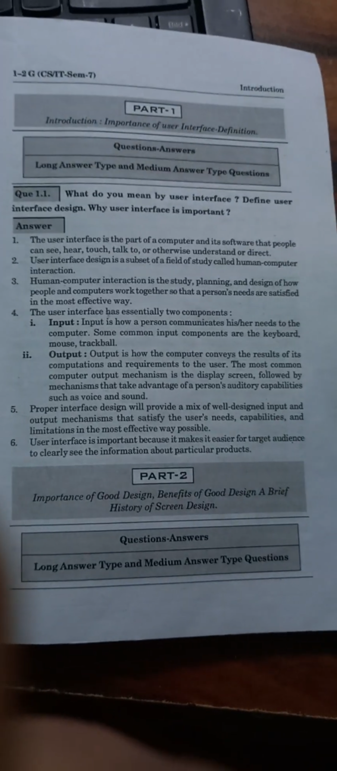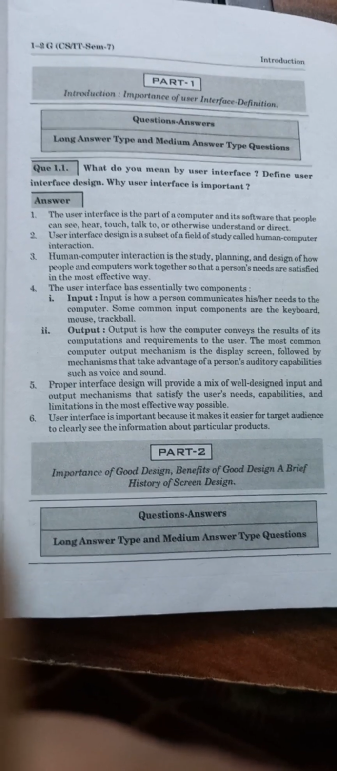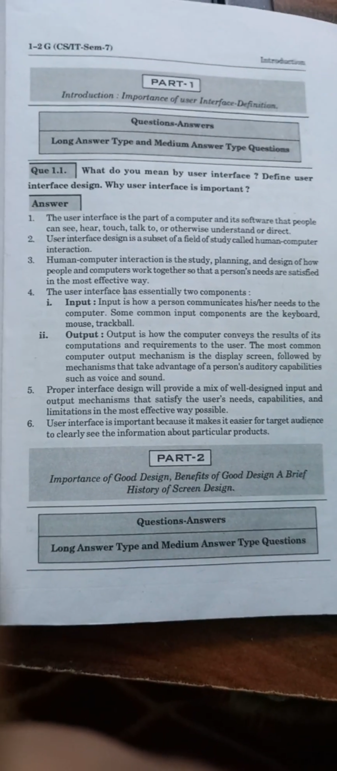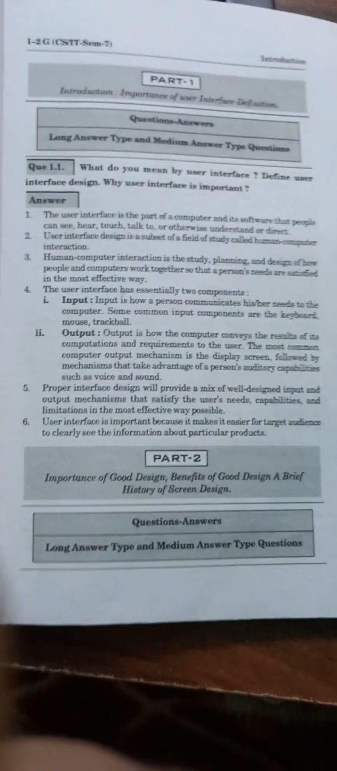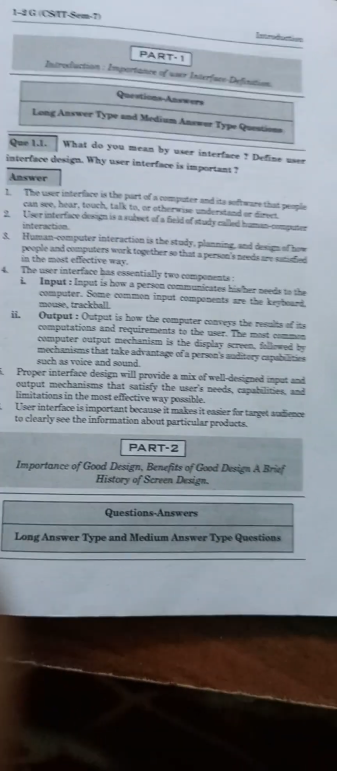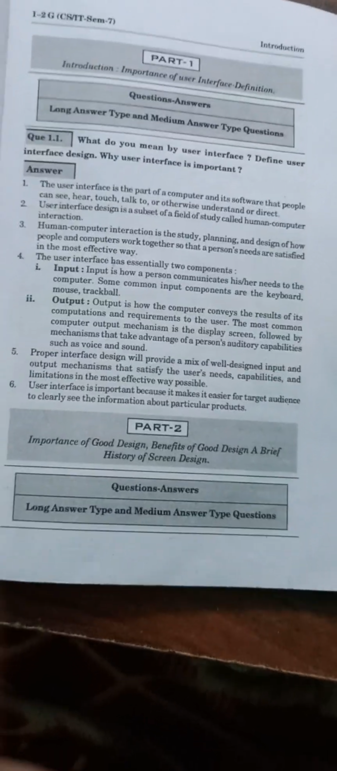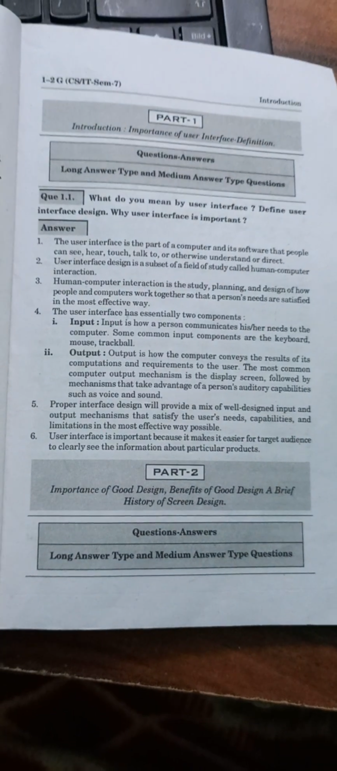Come to the second point. User interface design is a subset of a field of study called human computer interaction. Means which type of design of the computer should be compatible to the user. If that is not compatible, not suitable, not aesthetic to the user, the user will lose interaction with the site.